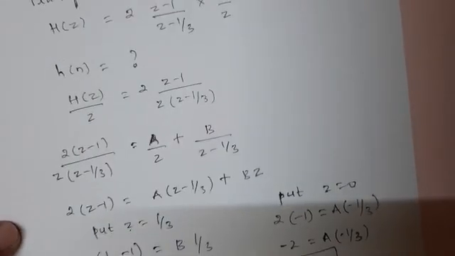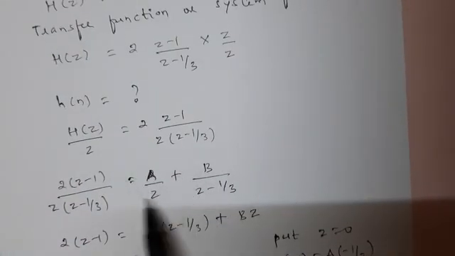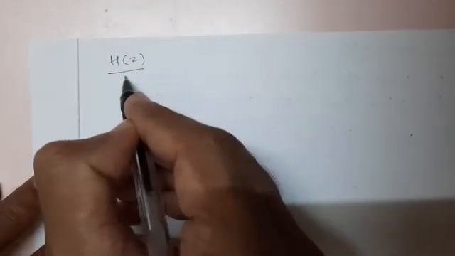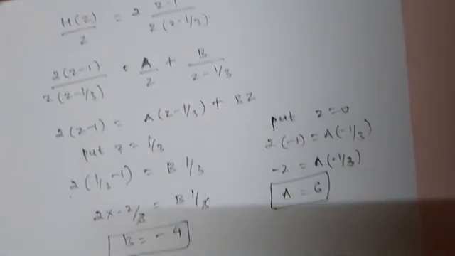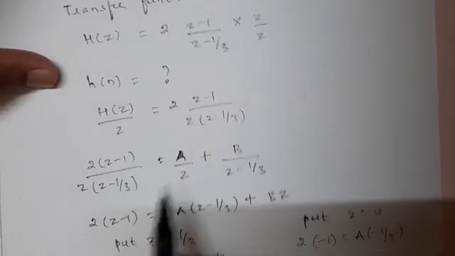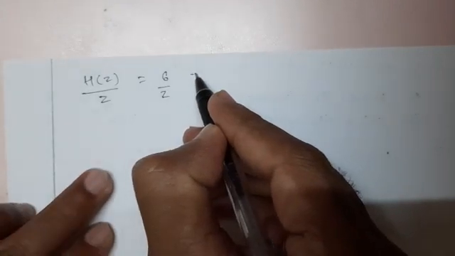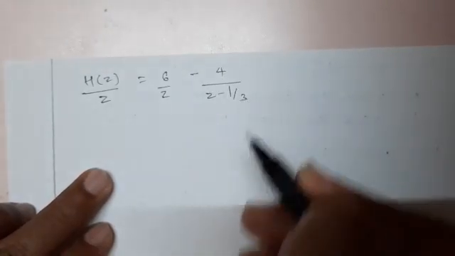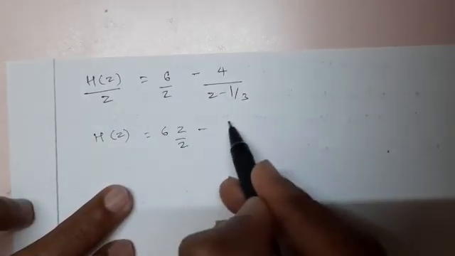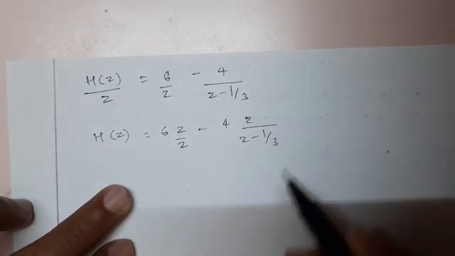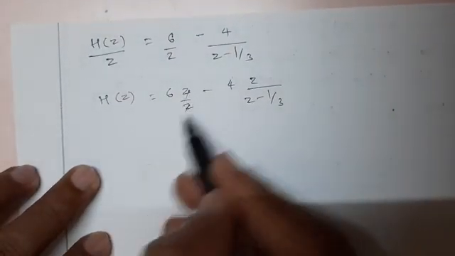So now you have to write h of z by z is equal to here. What is the value of a? a is 6, so 6 divided by z. The b value is minus 4, so minus 4 divided by z minus 1 by 3. So shift z to the right side: 6z by z minus 4z divided by z minus 1 by 3.